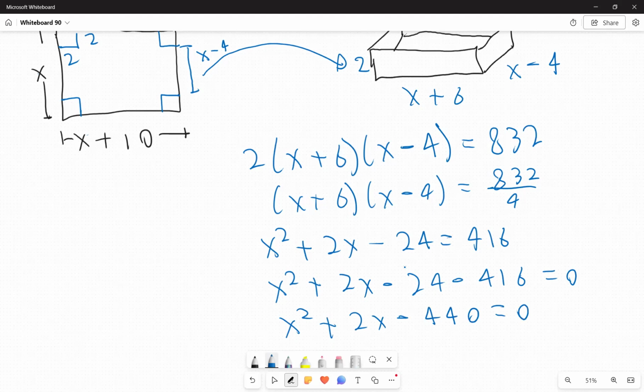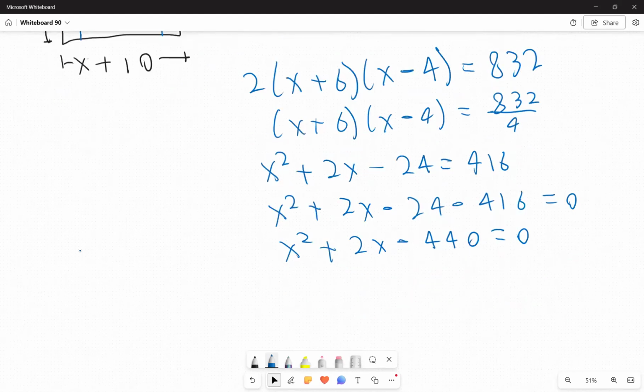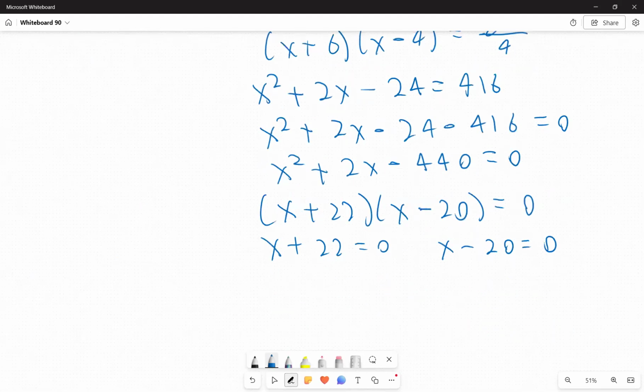And that's another problem that we can do by factoring. But if you cannot figure out the factorization, you can use the quadratic formula. Two numbers whose product is negative 440 and whose sum is 2 are positive 22 and negative 20. So by the zero factor property, x plus 22 is 0, or x minus 20 is 0. So the solutions are negative 22 and 20.